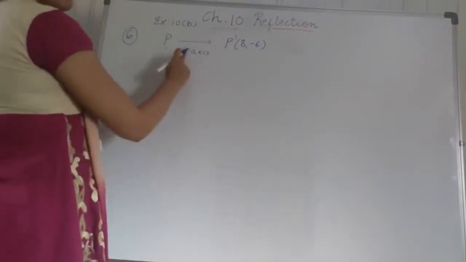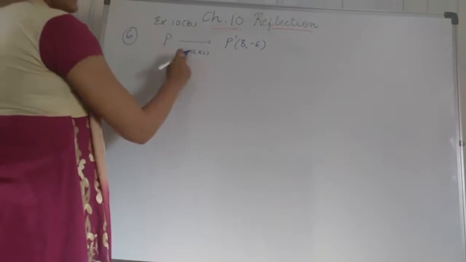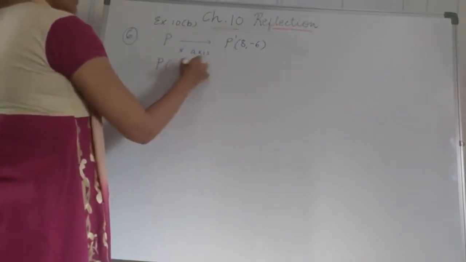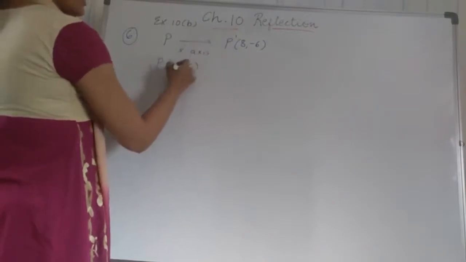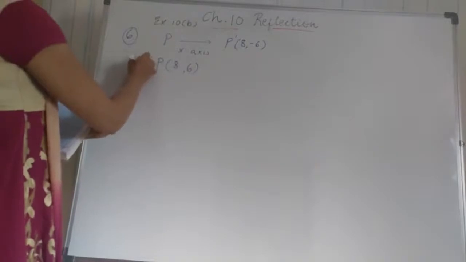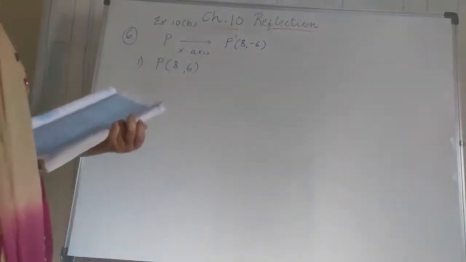So you see that whenever it is reflected in x-axis, the y-coordinate sign changes. So the y-coordinate changes to 6 and the x-coordinate remains as it is. So this is the first answer of your question. Find the coordinates of point P.